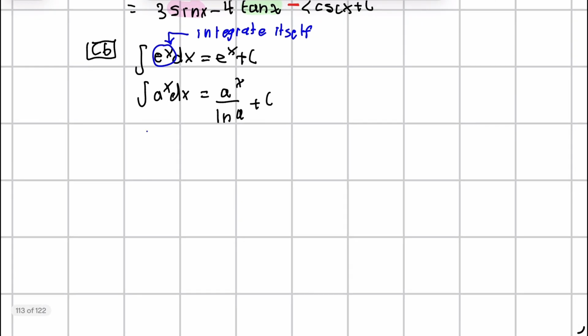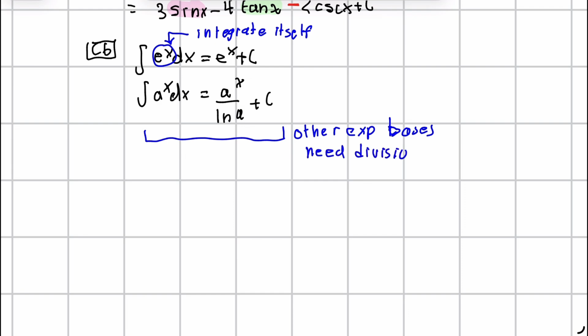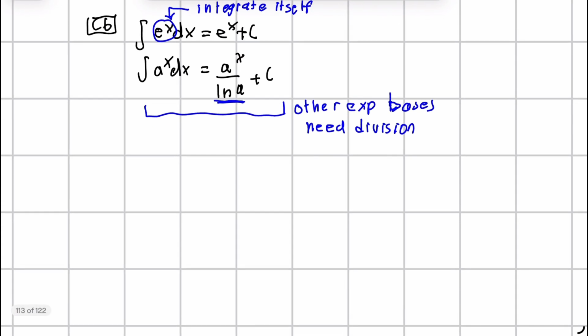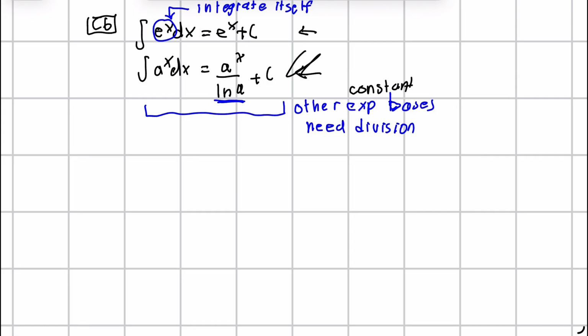Now, basically, this represents your other exponential bases. Other exponential bases need to have division by natural log of a. Now, what we'll do for these problems is you need to identify if you have base e, which means you're going to use this case, or if you have another constant base. This is for another constant exponential base. You're always going to add c. Remember, still, you're adding c because we're integrating.